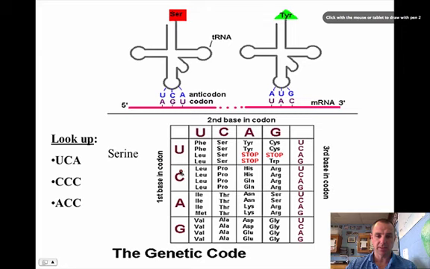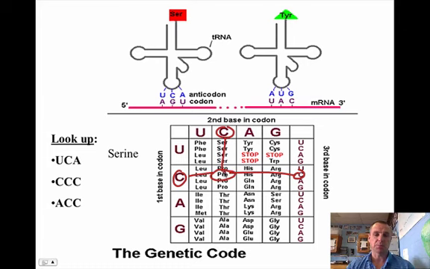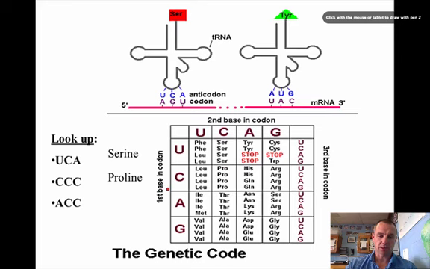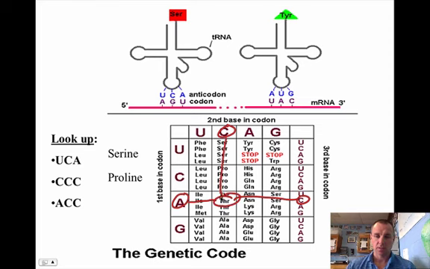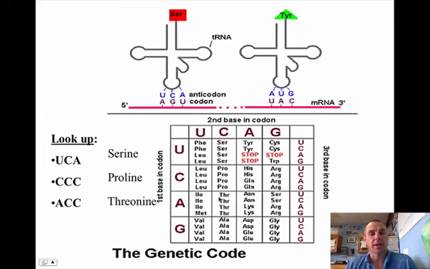CCC would be this C, and this C. If you look at where they all cross, is that proline right there. So CCC stands for proline. ACC, if you look at it, it's going to talk about this A, this C, and this C. If you look at where they all cross, it's got threonine as the answer there.